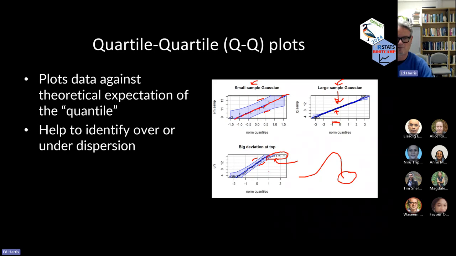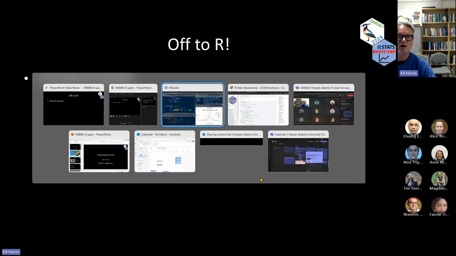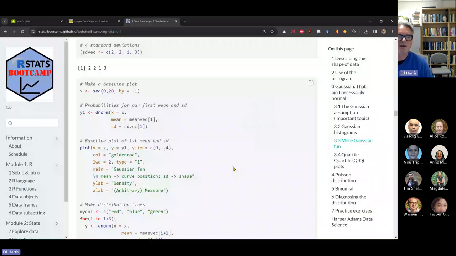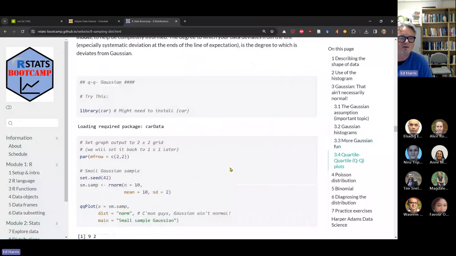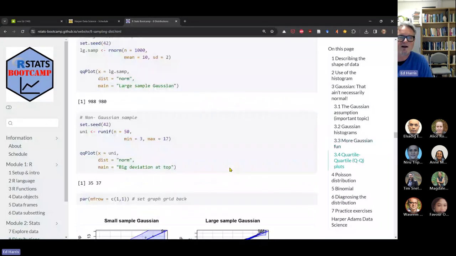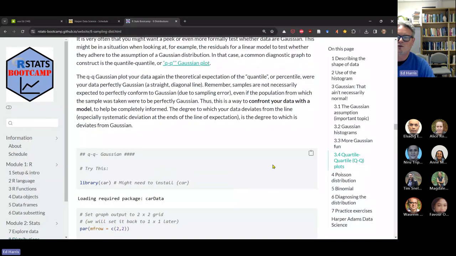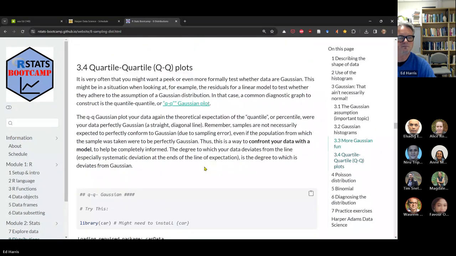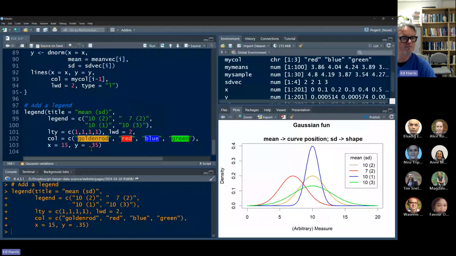Okay, so let's just go to R. We'll go to the web page. We'll look down at this pod. I just want to see where we're at. Okay, so this is section 3.4.